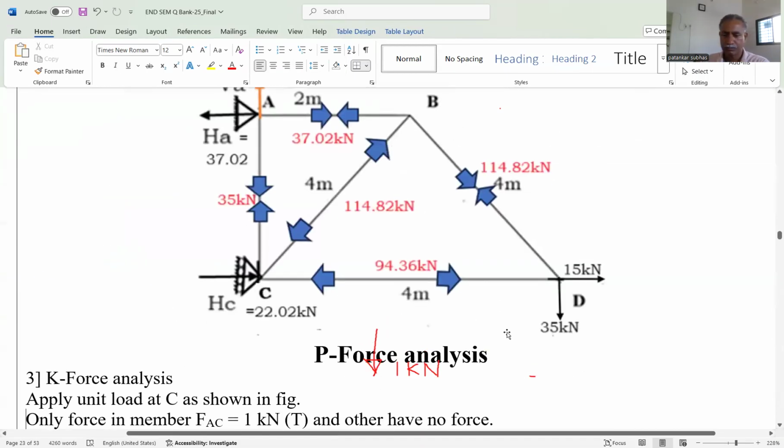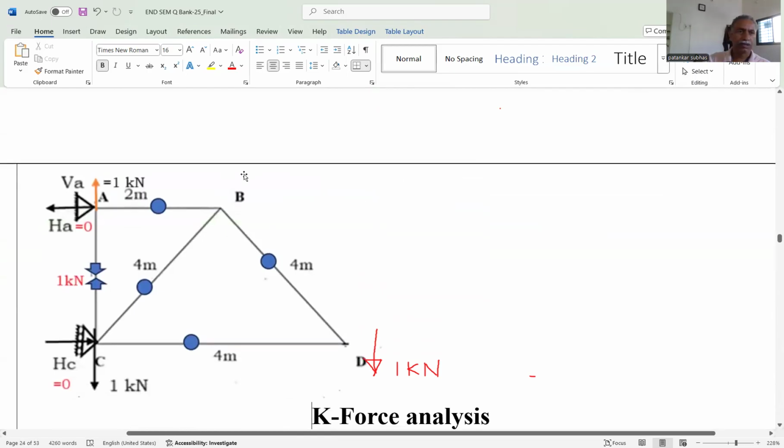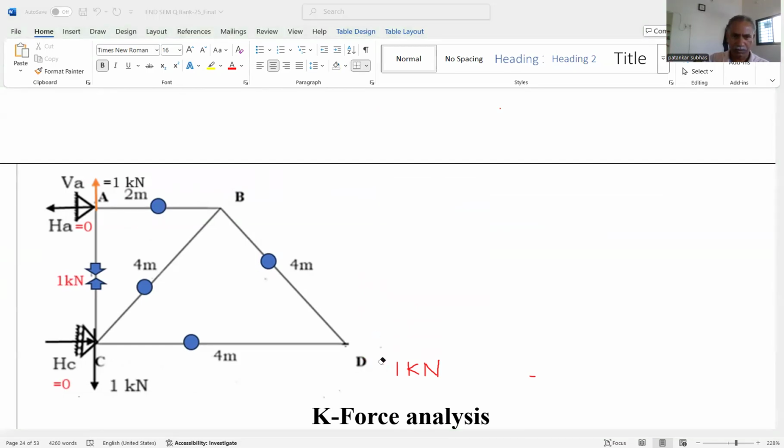So here it is already shown. Okay. We want the movement of the roller support at C, and that's why we have applied the 1 kilonewton load at C point. And therefore, here it is observed that this force passes through the same line, and using the principle of transmissibility, we can say that the VA is equal to 1 kilonewton in upward direction, HA and SC is equal to 0.